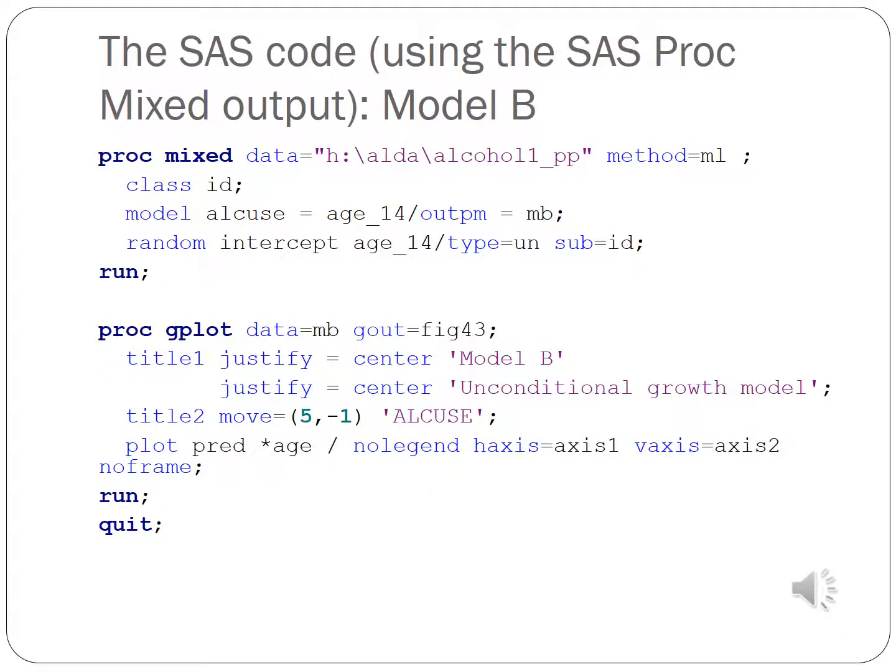So here's the SAS code, and what you do is you actually run the model, and then you see you have an out statement in here. It's out PM equals MB, which means that the prediction model parameters will be in an output file that's called MB, and that data file is the one that is used to plot the relationship that you have in there. So we're plotting the predictor, and that's from the output, any predictor that's in there, and then we're plotting age from the data there as well.